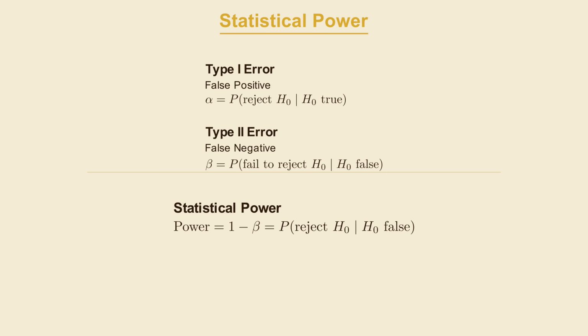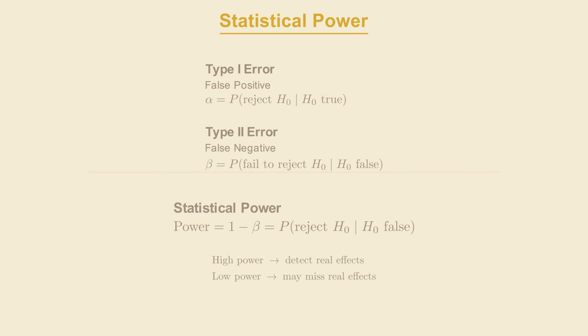Statistical power is the probability of correctly rejecting a false null hypothesis. Power tells you if there really is an effect out there, if the null really is false, then how likely is the test to actually catch it? Power is defined as 1 minus beta, and beta is the probability of a type 2 error. So power is the complement. It is the probability that you don't miss the real effect. A test with high power will detect a real effect most of the time. A test with low power might miss it entirely. Not because the effect isn't there, but because the test wasn't in a position to find it.